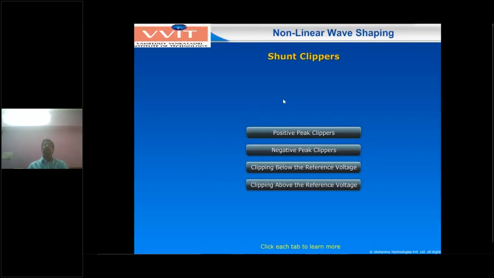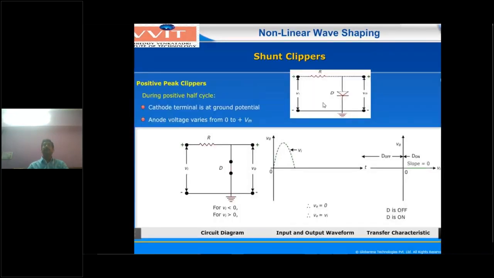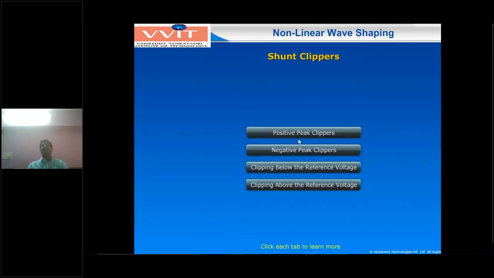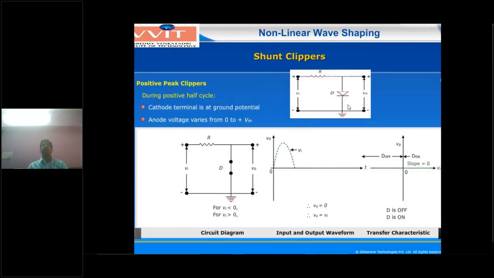So shunt clippers means the diode will be connected across the shunt connection. You have to see this diagram. This is a shunt clipping example diagram. The first one is the positive peak clipper. Positive clippers means you have to see the diode in the shunt connection in the forward bias direction.